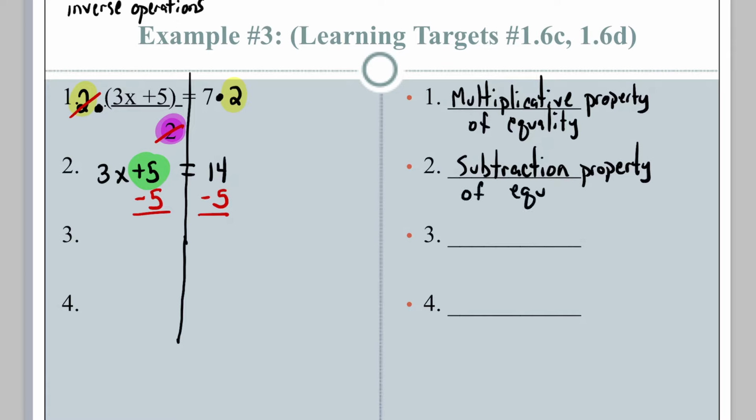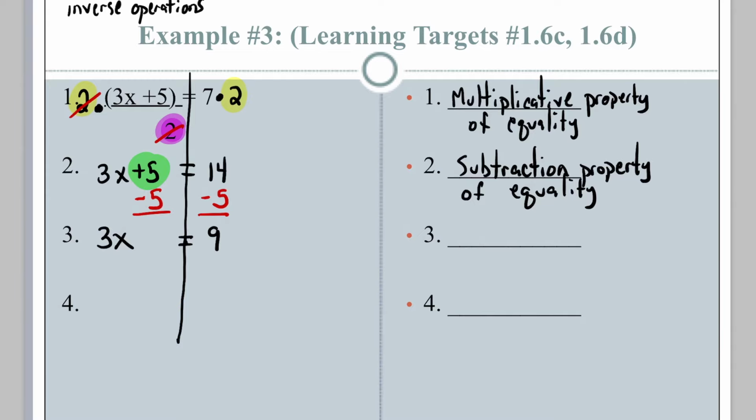Now, anytime that you use an operation on both sides of an equal sign, you will be using the properties of equality. So when I simplify this further, I end up with 3x, because 5 minus 5, or 5 plus a negative 5, is 0. And then 14 minus 5 is 9. And so I end up with 3x equals 9.